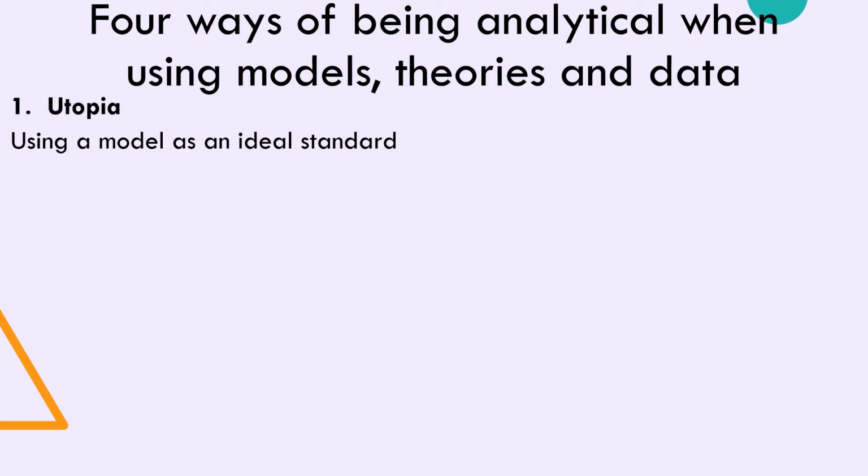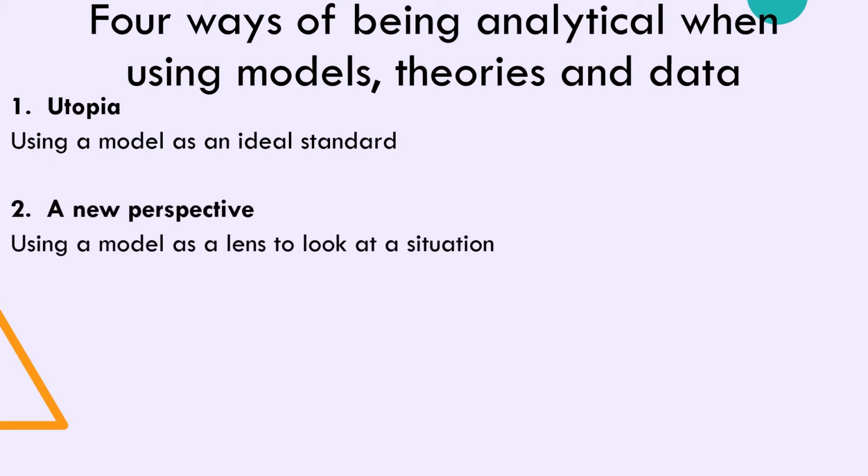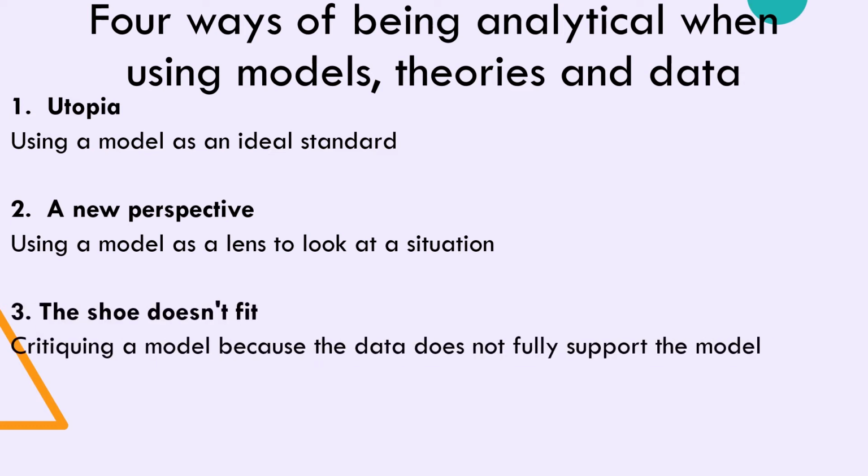The first of which is what I call utopia. This is when you use a model as an ideal standard, as a gold standard. The second approach, a new perspective. This is when you use a model as a lens to look at a specific situation. Number 3, the shoe doesn't fit. This is when you critique a model because the data does not fully support the model. The data tells you something different than the model tells you.